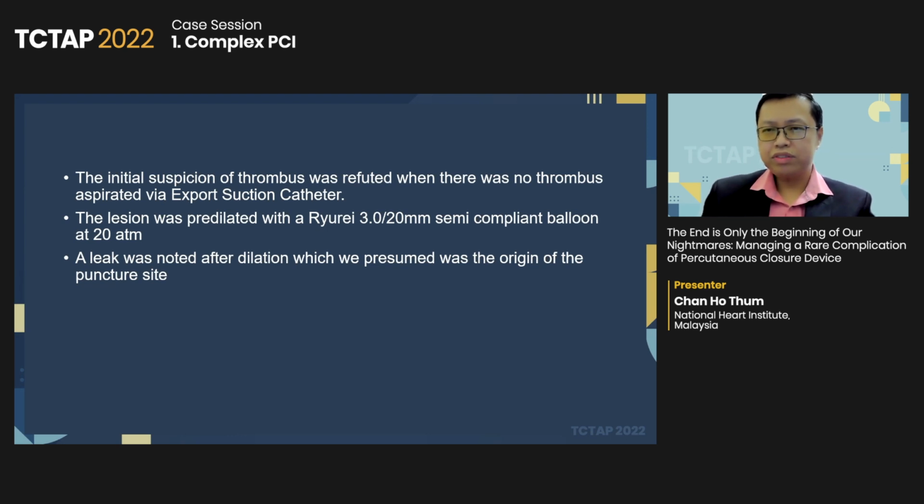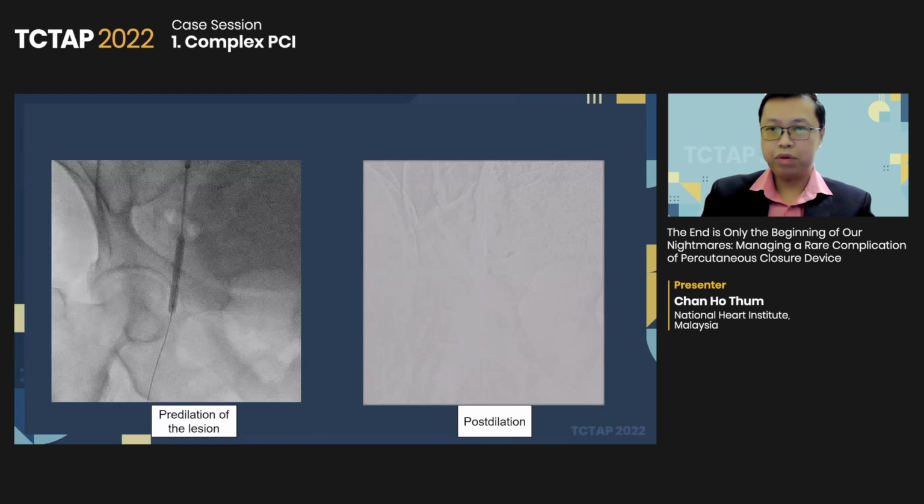It managed to somewhat open up the lesion, and now that we opened it up, we also noted a leak at the lesion site, which we suspect may be from the previous puncture. So this is our Ruby 30, sorry, at high pressure.